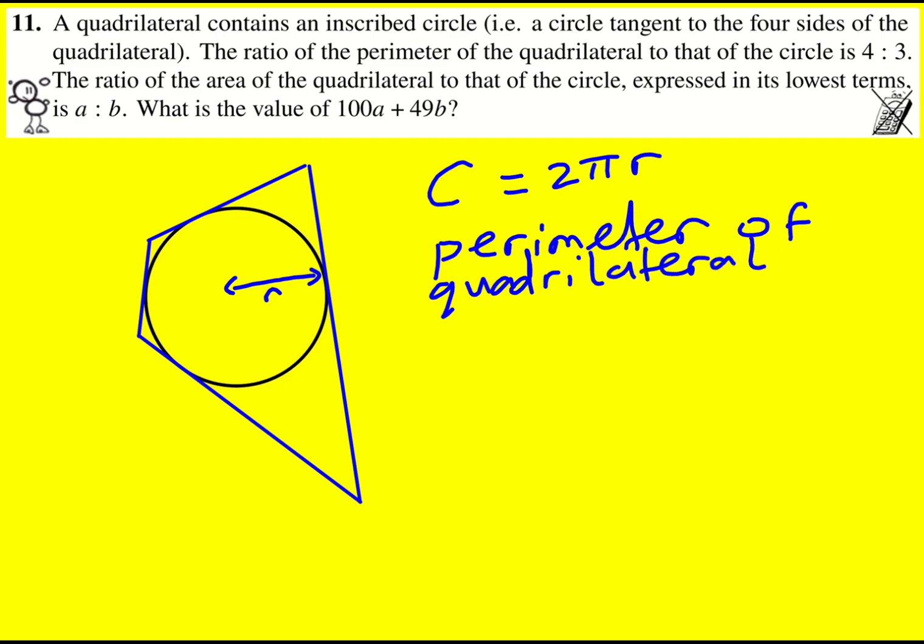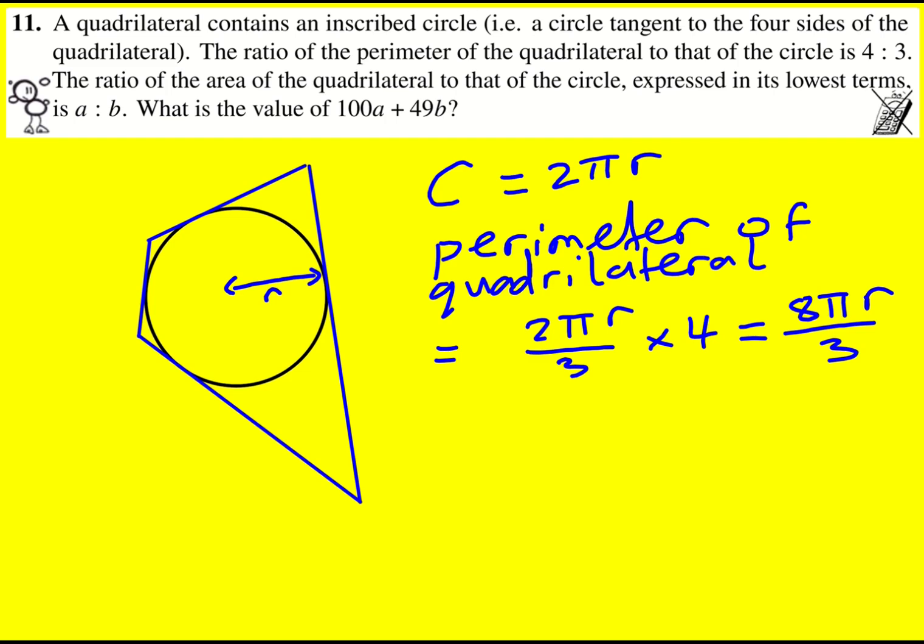okay, it's larger and it's in the ratio 4:3. So it's going to be 2 pi r times 4/3, or divide by 3 and times by 4, which is going to give me 8 pi r/3. Okay, it doesn't actually tell me any of the side lengths or anything, but we've got this perimeter.